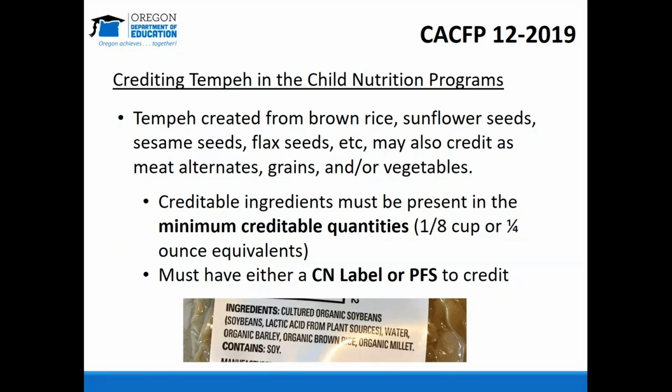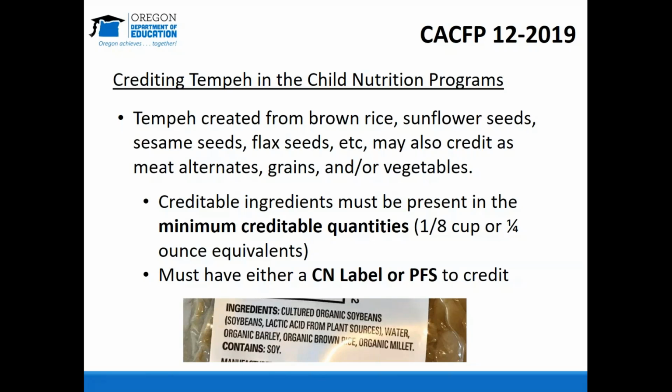Tempeh made from brown rice, sunflower seeds, sesame seeds, flax seeds, and any other ingredients, or that has multiple ingredients, may credit for different components depending on the ingredients in the product. In order to credit these items for any components, remember that the creditable ingredient must have a minimum creditable quantity. This is the case for all combination food items, and that is it has to have at least 1/8 cup or 1/4 ounce equivalent. For example, if your tempeh had brown rice, but the amount of brown rice per serving is less than 1/8 cup, then it won't be creditable towards the grain component.